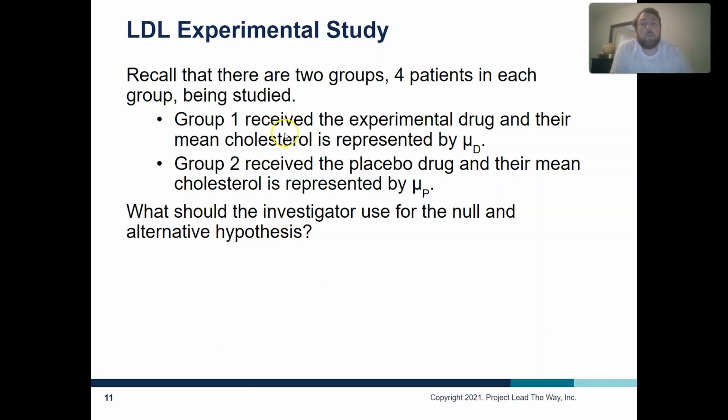Group 1 is going to be the group that receives the experimental drug, and so their mean can be listed as mu d, as in the mean of the drug group. Group 2 is going to be the group that receives the placebo, meaning that their mean is going to be represented by mu p, p for placebo.